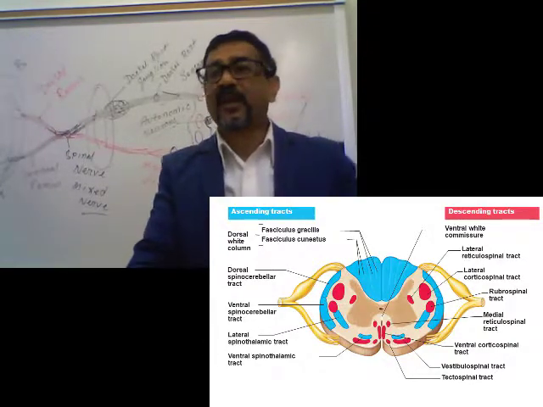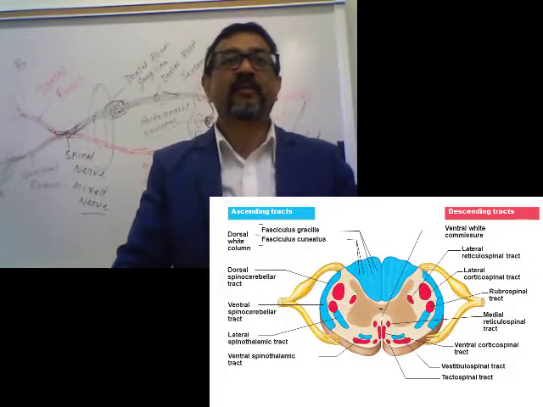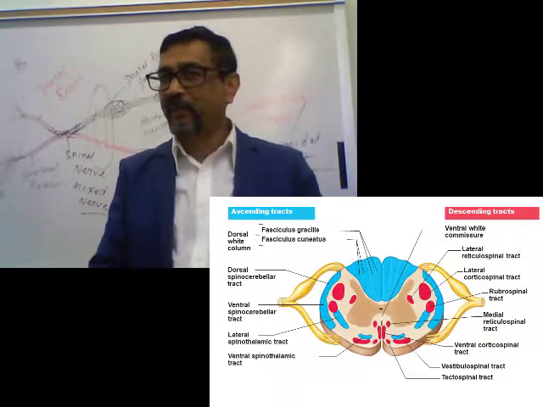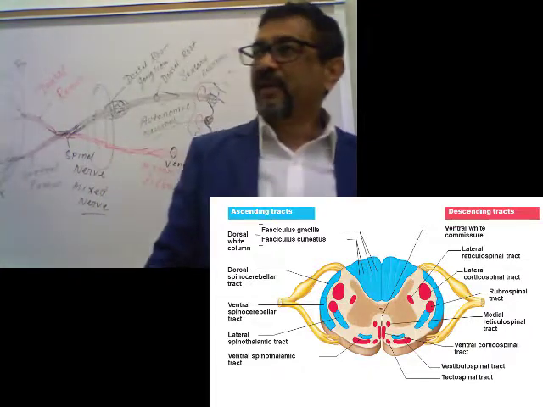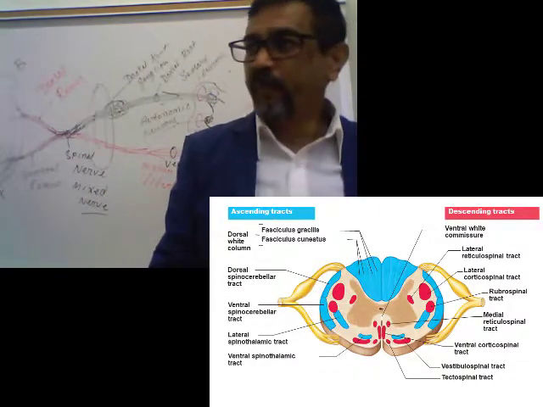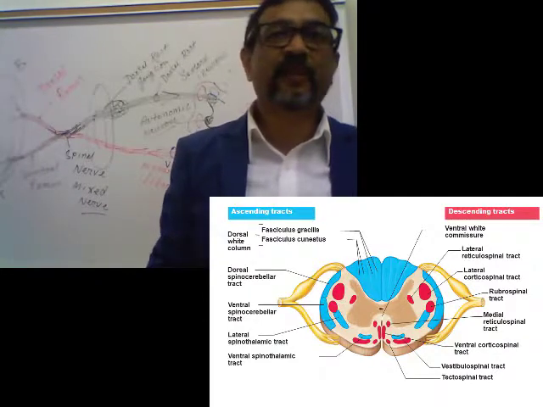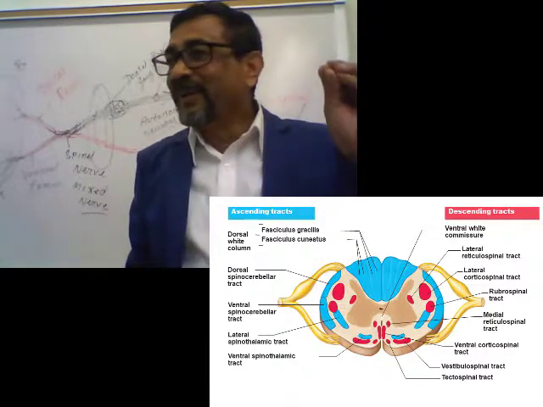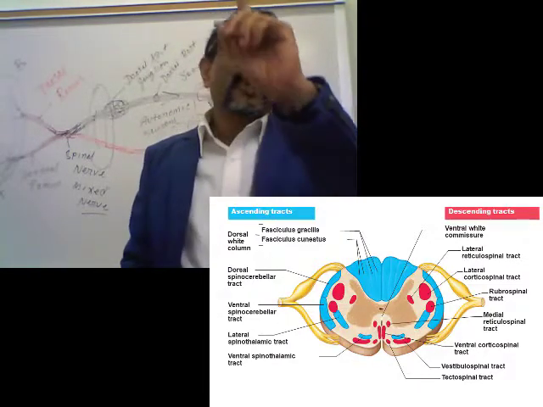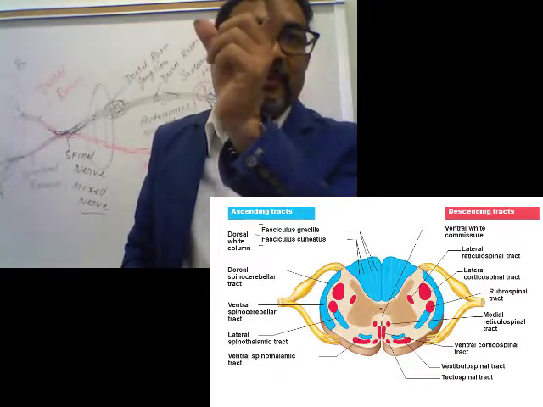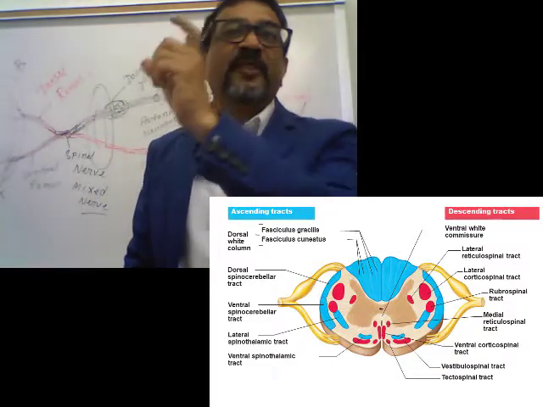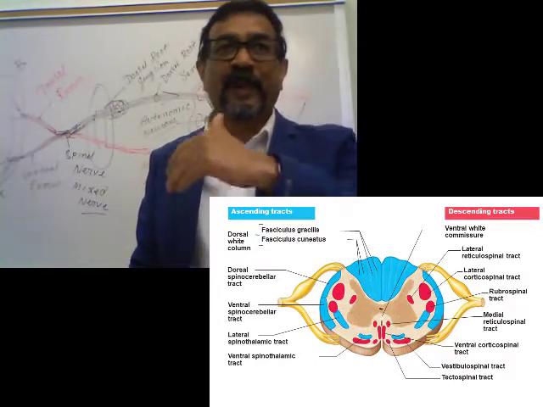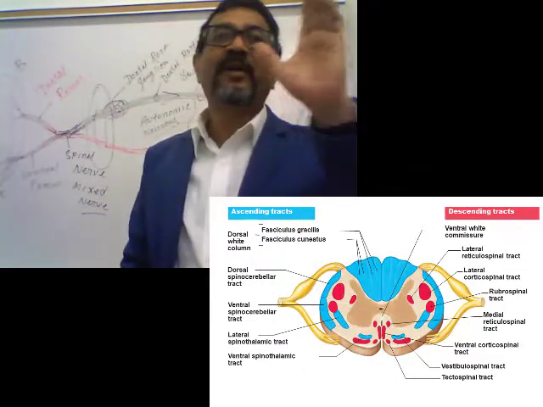Other motor tracts are rubrospinal, vestibulospinal, tectospinal. Just remember those four. Corticospinal is the most powerful. Others, if I ask you, mention few: rubrospinal, vestibulospinal, and tectospinal. Now you see one thing, very simple. If the name of the tract ends with spinal, for example, corticospinal, rubrospinal, tectospinal, vestibulospinal, that is what? Motor. Make sense?